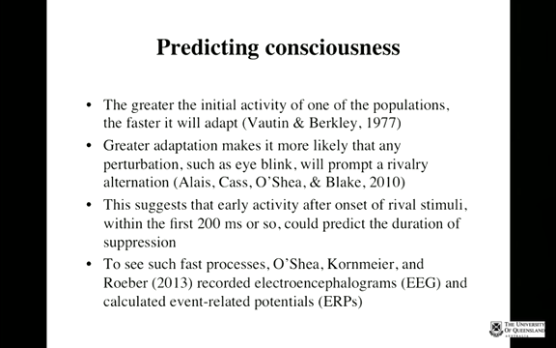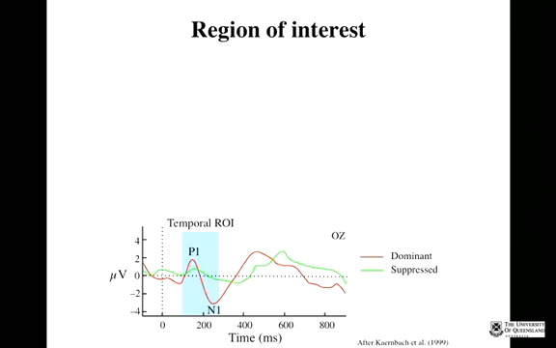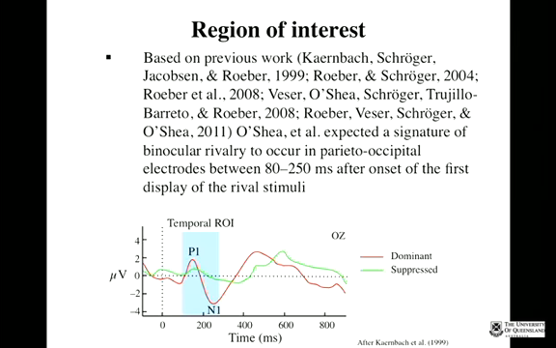To look at these fast processes, we measured electroencephalograms and calculated event-related potentials. We defined a region of interest, based on other research showing neural correlates of consciousness from binocular rivalry. That suggested that the P1 and the N1 are neural correlates of consciousness: you get greater activity at the P1 and the N1 during binocular rivalry dominance than if the image is suppressed. So we defined a spatio-temporal region of interest in parieto-occipital electrodes, around about there.